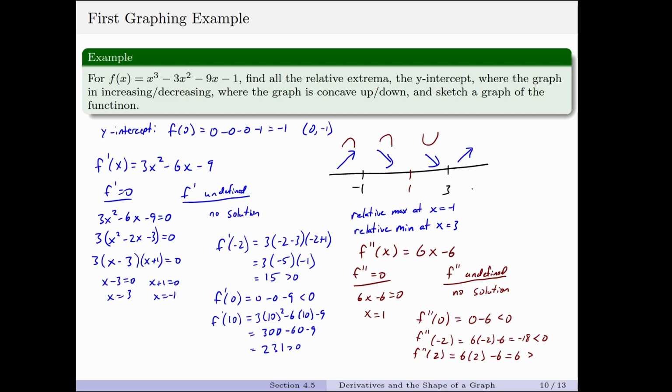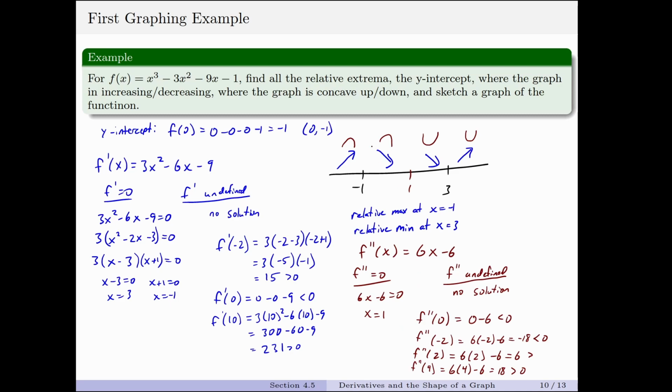And finally, I'm going to plug in something bigger than 3. We'll try f double prime of 4. So I have 6 times 4 minus 6, which is 18, which is positive. Now, some of you might have observed that if I did the second derivative test, I would not have needed to test 4 different things, because I only have to test to the left and right of 1. And that's true. What I was doing was just being careful. I was saying, oh, it looks like I have 4 intervals. I will check all 4. That's not necessary. It's just being careful.